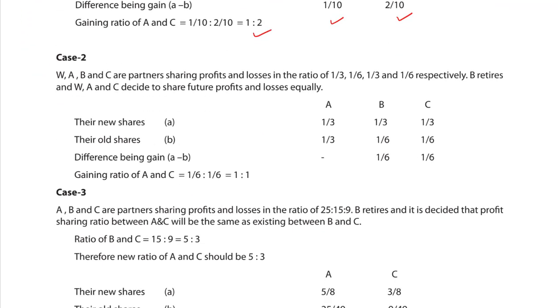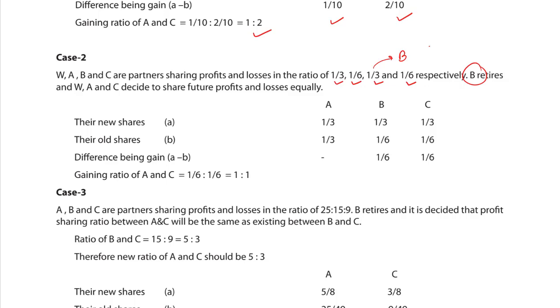Case 2. W, A, B, C are partners sharing profits and losses in the ratio of 1 by 3, 1 by 6, 1 by 3 and 1 by 6 respectively. B retires and W, A, C decide to share profits and losses equally.